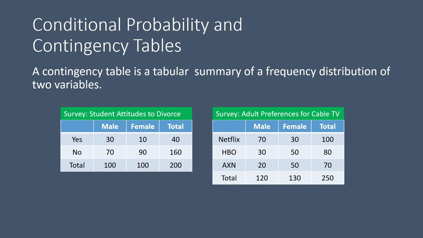Where are they watching their movies? From Netflix, HBO, or AXN? I am not sure if we still have AXN. I have not seen these two channels in a very long time, ever since I discovered Netflix. So this is how a contingency table looks like. It is a summary of a frequency distribution of two variables, and of course of our observations involving these two variables.